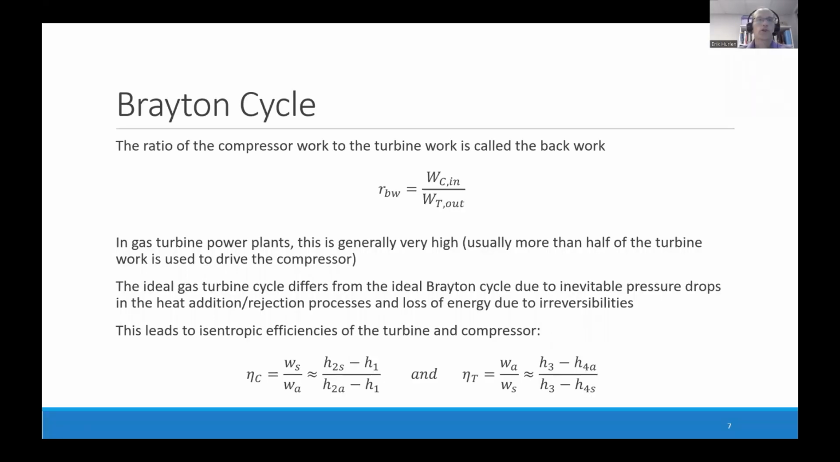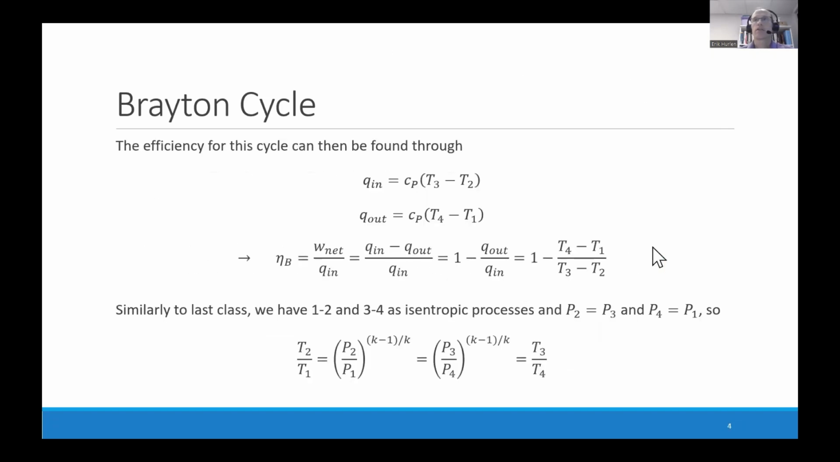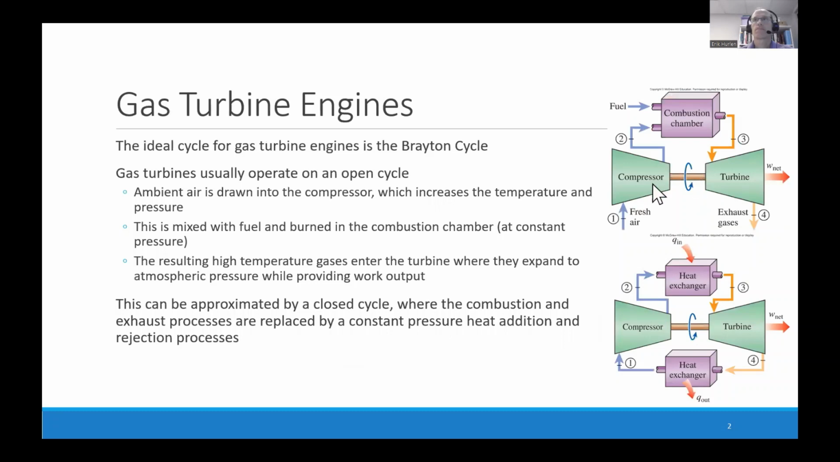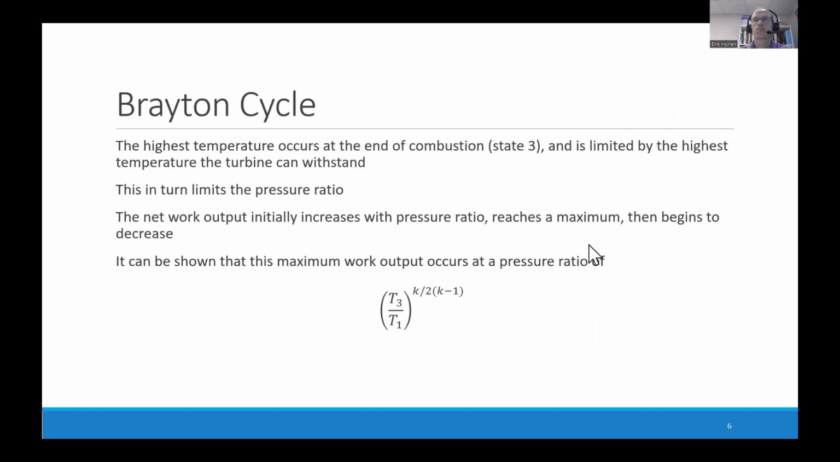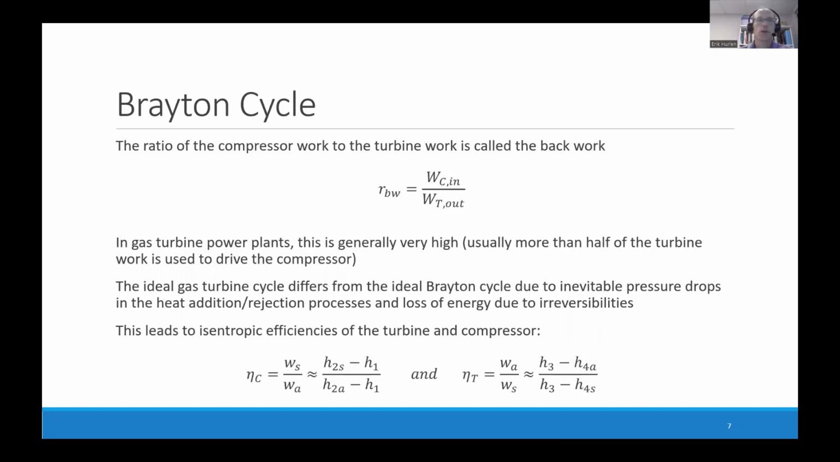The compressor requires work in to compress the air. This work comes from the turbine. They're usually connected by a shaft, as seen back here. The ratio of the work taken by the compressor to the overall work produced by the turbine is called the back work ratio, denoted RBW, where RBW equals W_C,in over W_T,out, or work coming into the compressor, divided by work output by the turbine. This value is usually pretty high. More than half of the power produced by the turbine usually goes to drive the compressor.